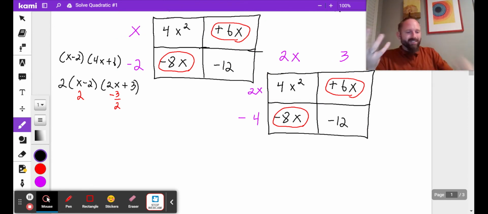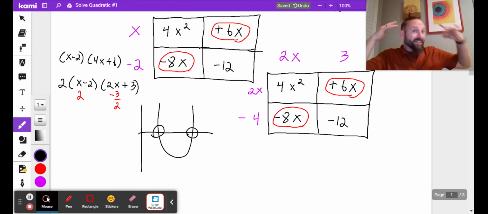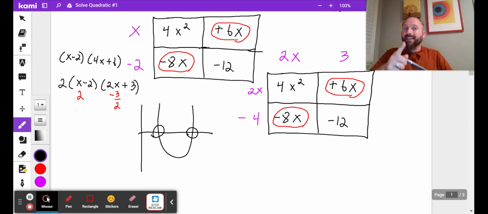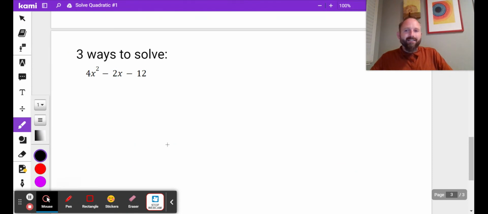What's happening here is we are figuring out where the graph hits the x-axis. Where does it hit the ground? Where does it hit when y is 0? That's it. Let's go on. Last one. Now, I'll tell you what I like, but let me show you the last one.